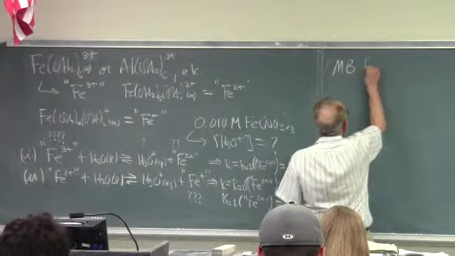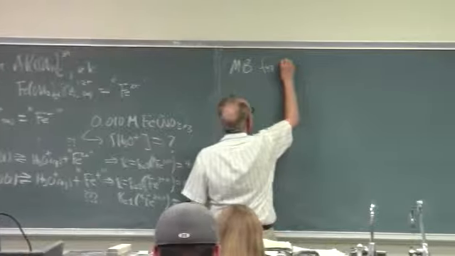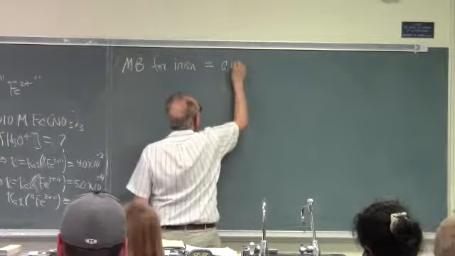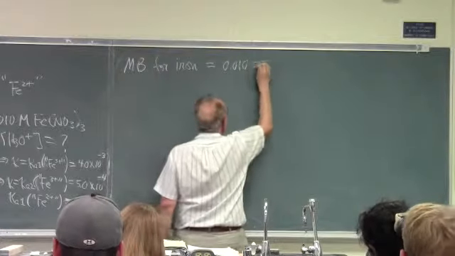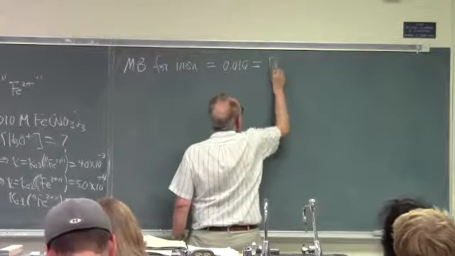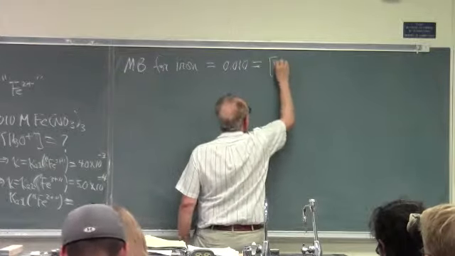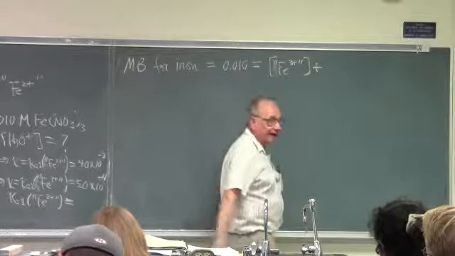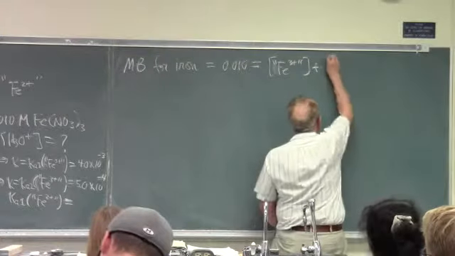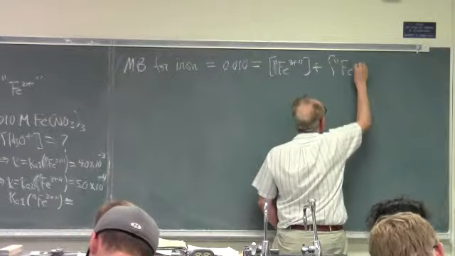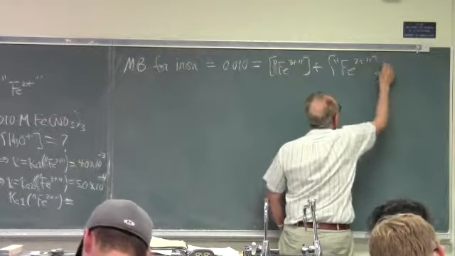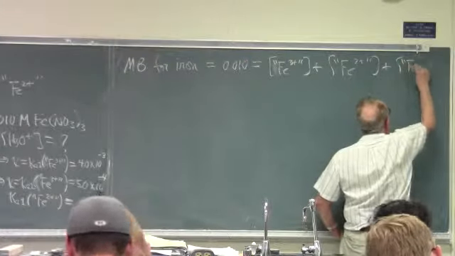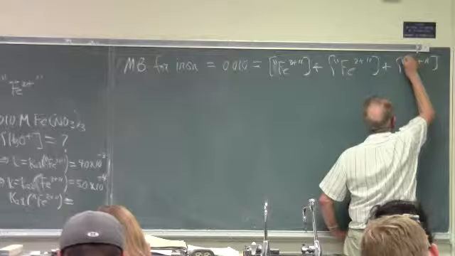Mb for iron equals 0.010, which equals the molarity of this quote-unquote iron 3 plus the molarity of quote-unquote iron 2 plus, at last, the molarity of quote-unquote iron 1.